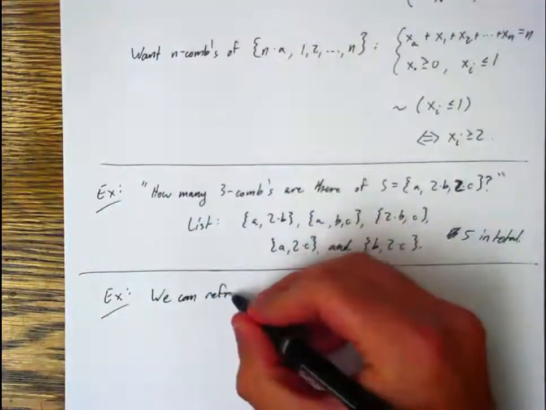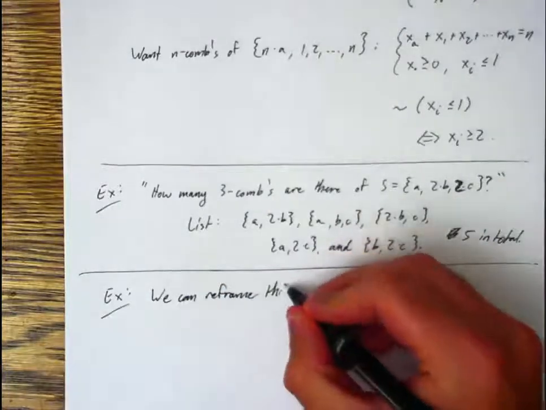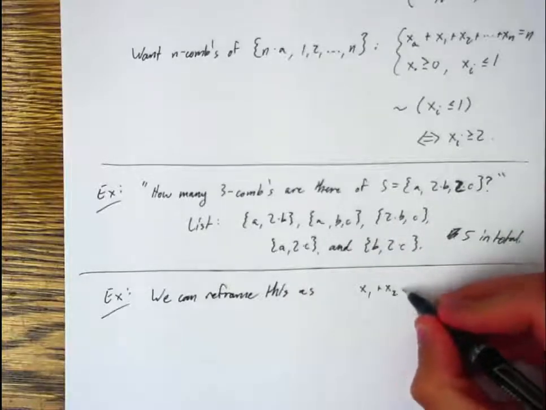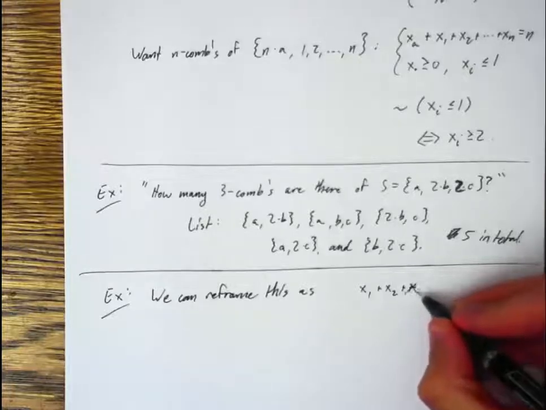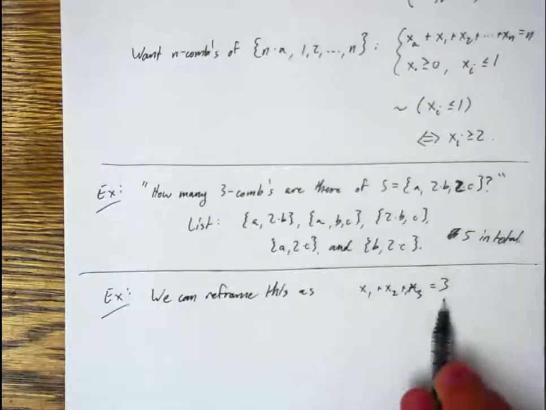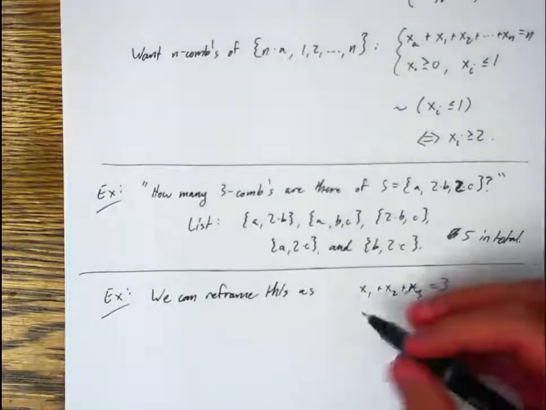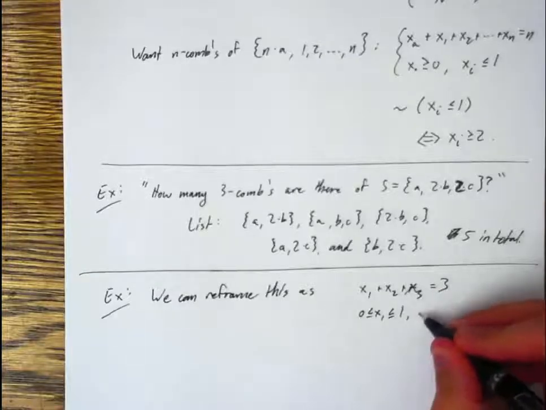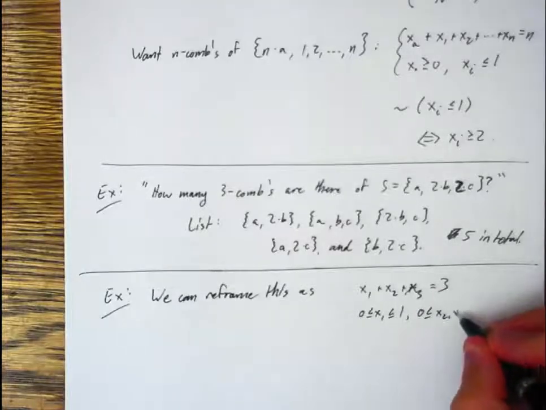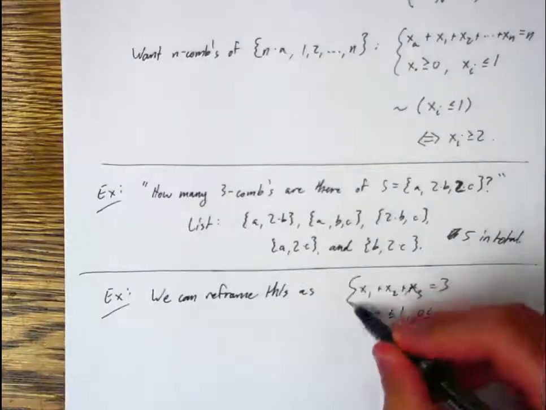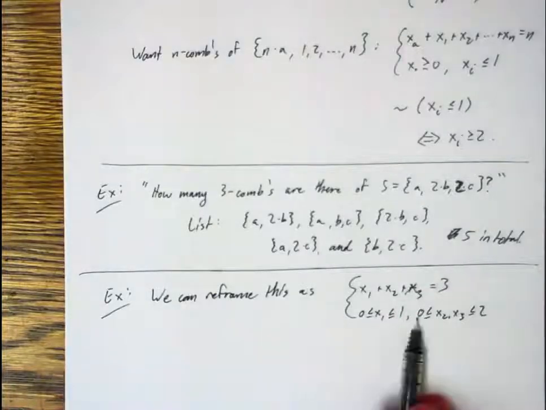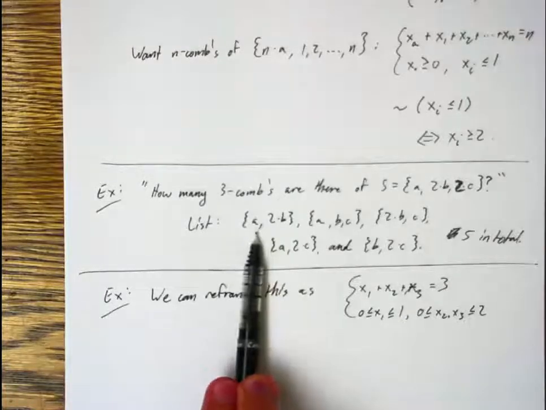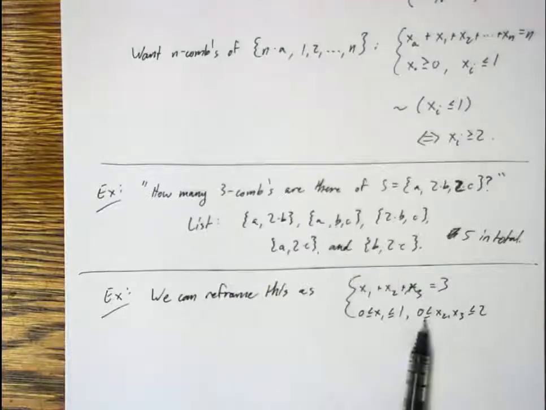So it's not too hard to see. We can reframe this as the following equation, x1 plus x2 plus x3, where I want to make sure I have exactly 3 elements in my subset, and I make sure that x1 has no more than one thing in it, and x2 and x3 contribute no more than 2. Okay, so the answer to this problem is the same count that we're going to get for this problem. So we should expect to see 5 here.